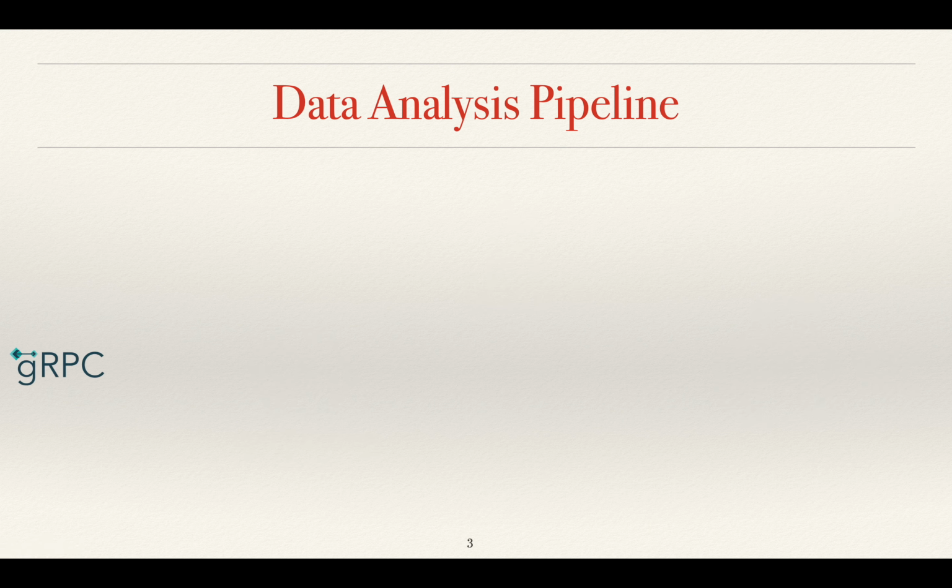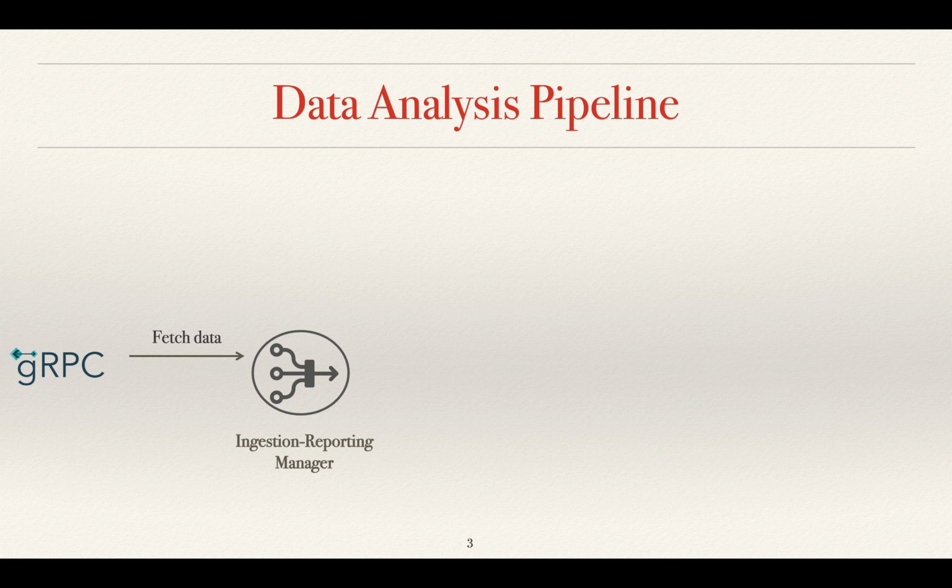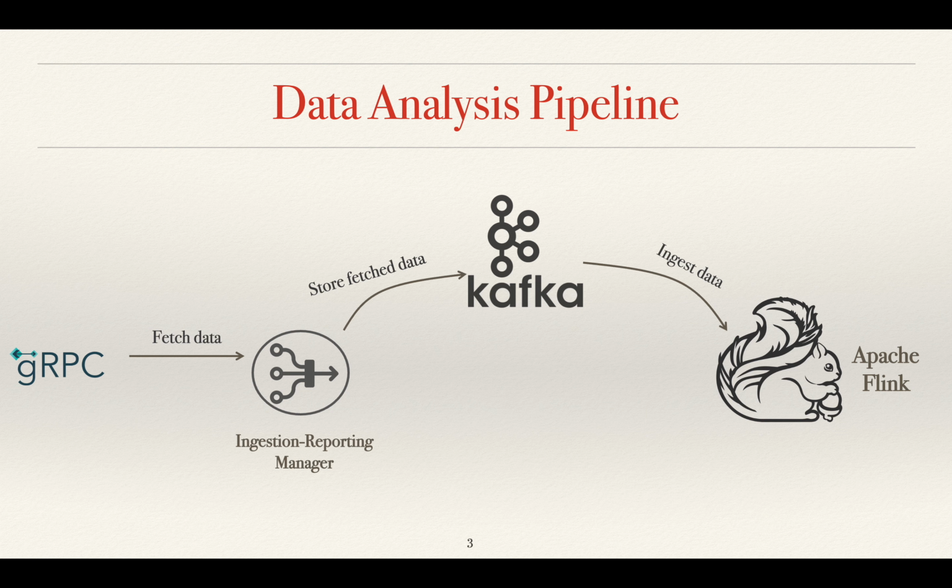Now, let's see how data flows from the challenge source through our analysis platform. First, our ingestion process fetches data from the challenge platform using the gRPC protocol and stores them in a Kafka topic. The analytics task that subscribes to that topic ingests data and performs the analysis, and it finally publishes the results back to Kafka. Finally, the reporting process sends data back to the challenge platform.